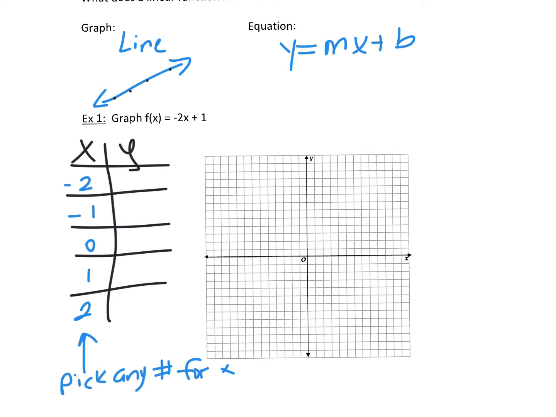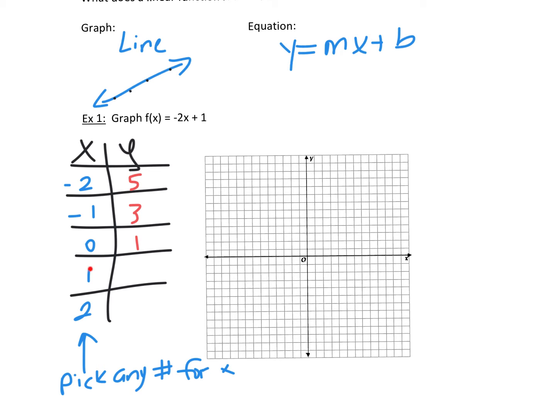I'm going to plug in -2. So in your mind, you should be doing some math here. -2 times the -2 for x is +4, plus 1 would give me a y value of 5. Okay, and then we're going to do the same thing with -1. I'm going to take -1 and plug it in here. -2 times -1 is +2. +2 plus 1 is 3. You can always use a calculator for these. That was 3. Then I'm going to plug in 0. -2 times 0 is 0, plus 1 is 1. So my y value is 1.